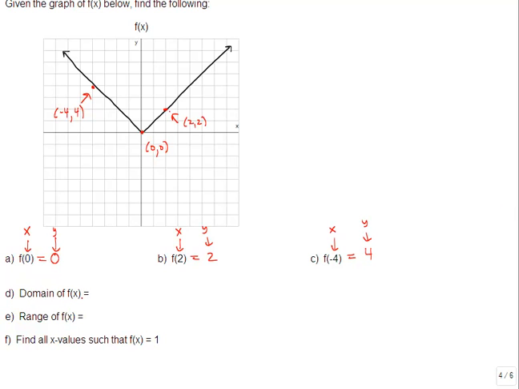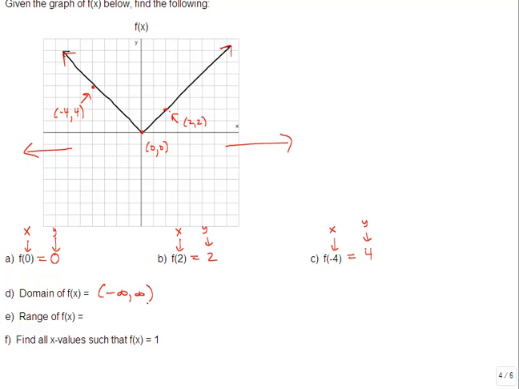Now let's find the domain. So remember, domain is x's. How far to the right and how far to the left does this graph go? And because of these arrows, it's going all the way to the right and all the way to the left, and I didn't skip over anything in between. So my domain is all reals.